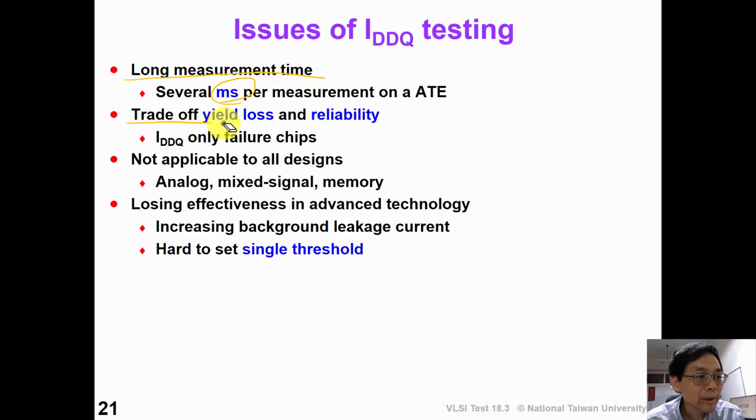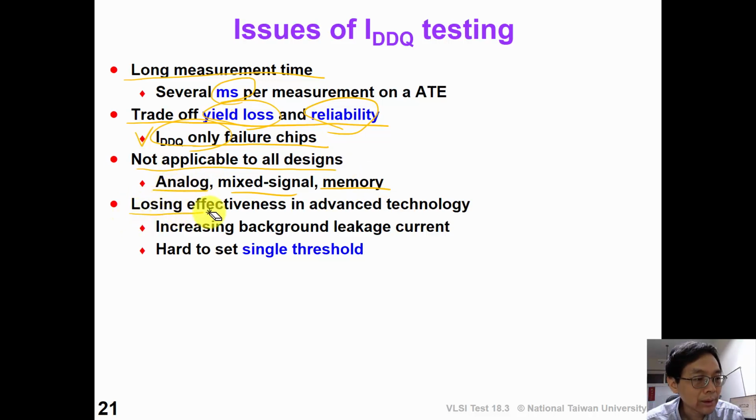Second, IDDQ testing is a trade-off between yield loss and reliability. We see IDDQ-only failure chips in the previous experiment, and we don't know which of the chips that fail IDDQ is really defective. And the third issue is that IDDQ testing is not applicable to all designs. For example, analog, mixed signal, and memory circuits are not suitable for IDDQ testing.